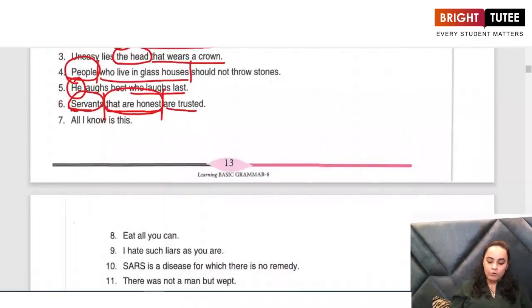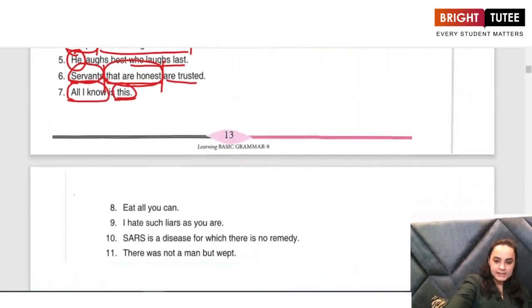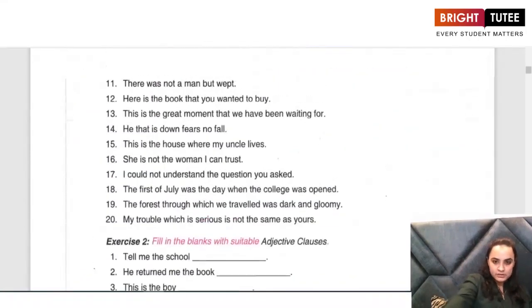So all I know is this. What is my adjective clause? All I know. This is the description which is being given. And what is being described? This, which is the pronoun which is being described with my adjective clause. Okay. Next sentence.